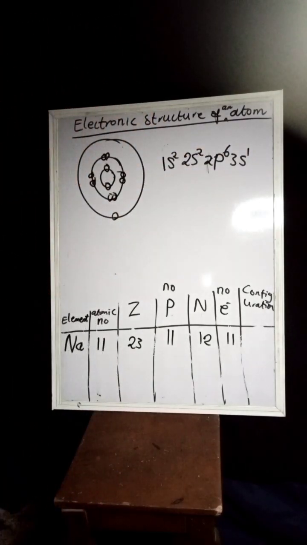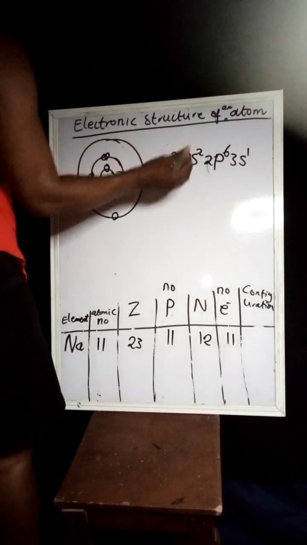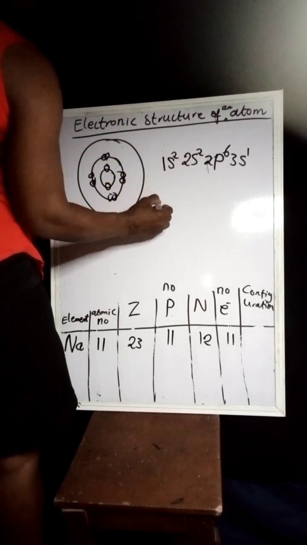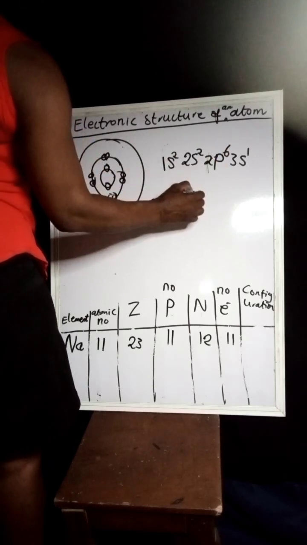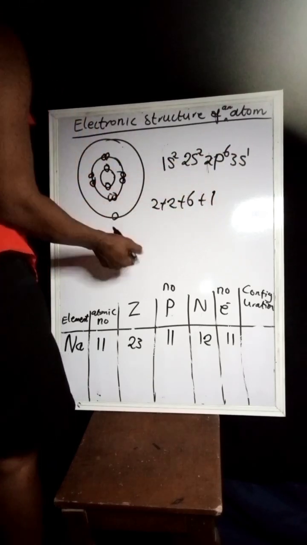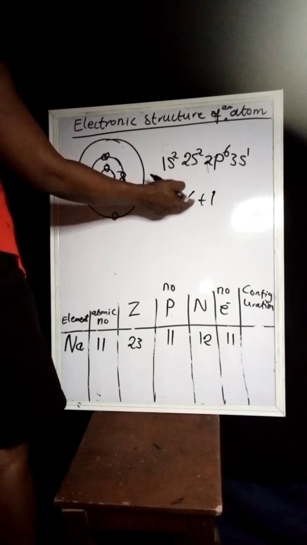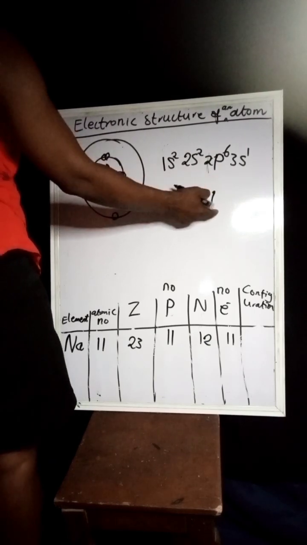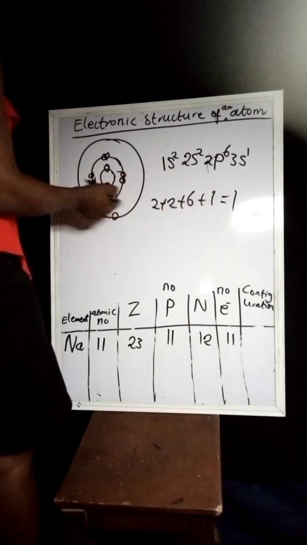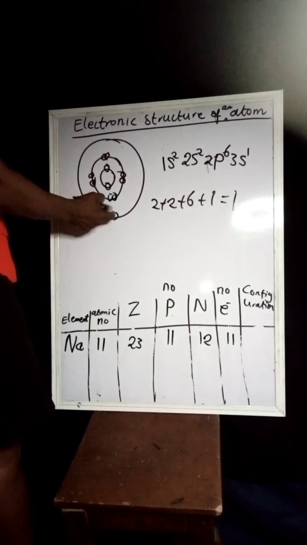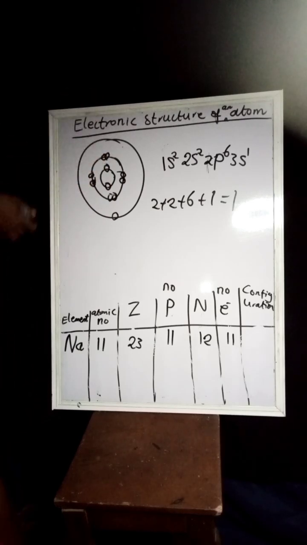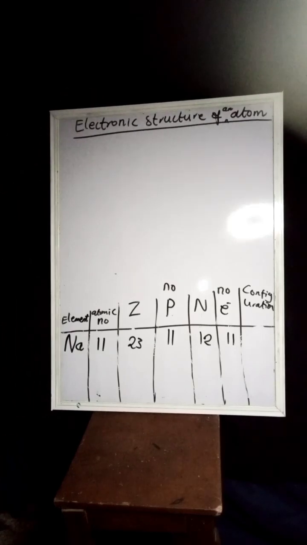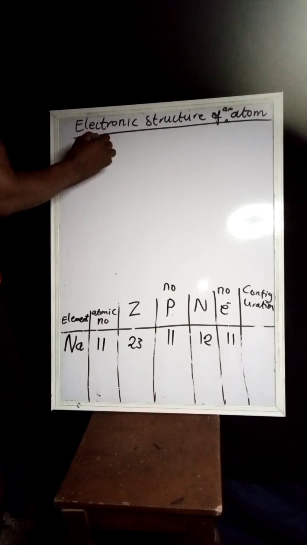So you can see, if we add up the electrons, we have 2 plus 2 plus 6 plus 1. That gives us 2 plus 2 is 4, 4 plus 6 is 10, 10 plus 1 is 11, which makes up the number of electrons present. 1, 2, 3, 4, 5, 6, 7, 8, 9, 10, 11. Hope it is understandable. Okay, let's do sulfur.